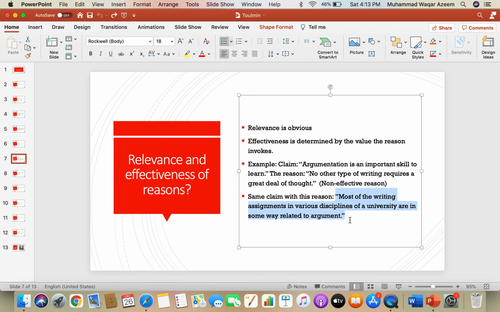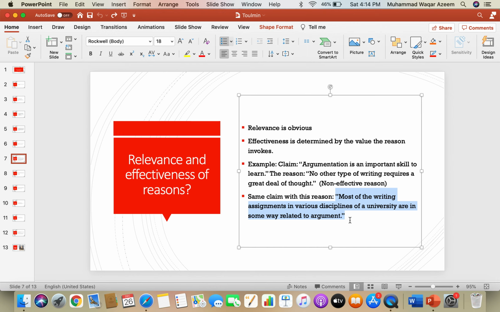Because when you read this reason in support of the writer's claim, you realize that this reason is pointing out a value which is being added to the reader's life, the writer's life, or to anybody's life in general. How so? Look at this example once again, which I have highlighted. Most of the writing assignments in various disciplines of a university are in some way related to argument.